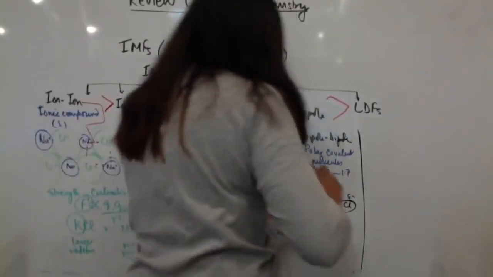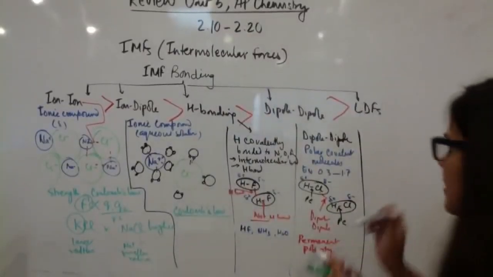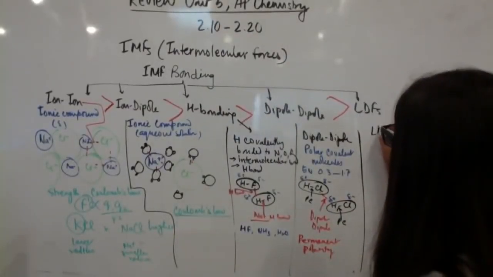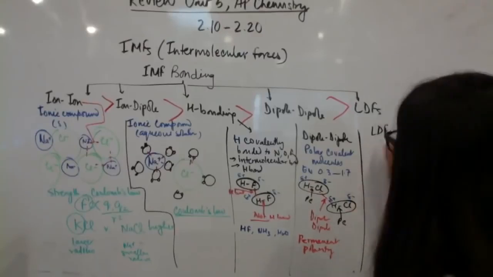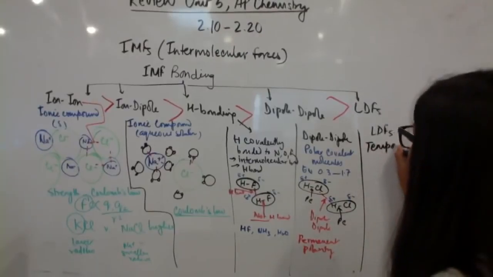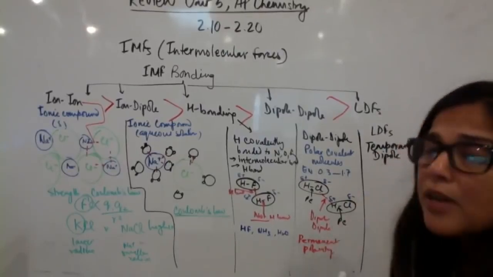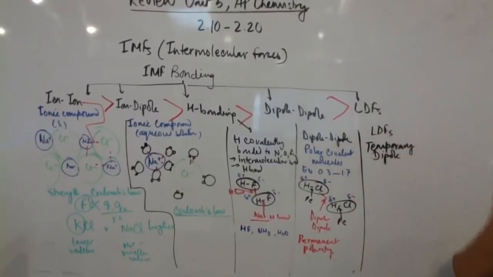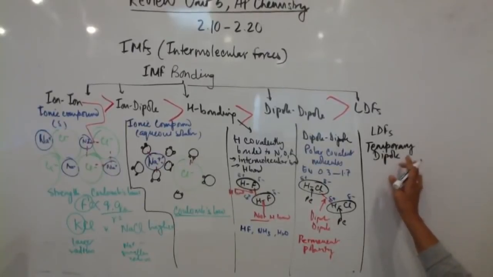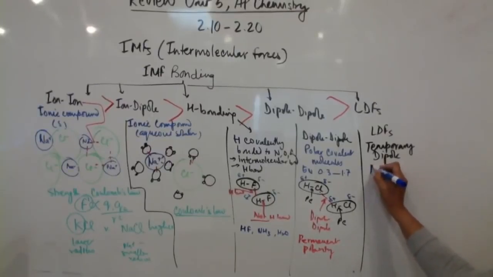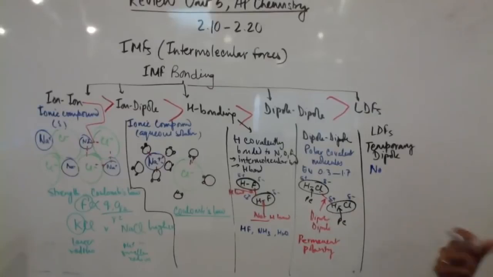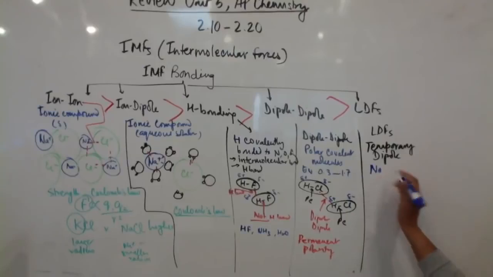Then there are LDFs, and LDFs are temporary dipoles, meaning this dipole is generated temporarily due to the motion or movement of the electron cloud, but it doesn't stay. That's why these are the weakest forces, and they exist in all compounds, but where they become significant is if nothing else is present, only this is present.